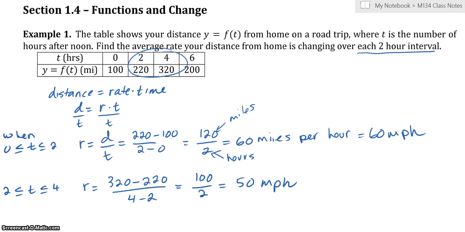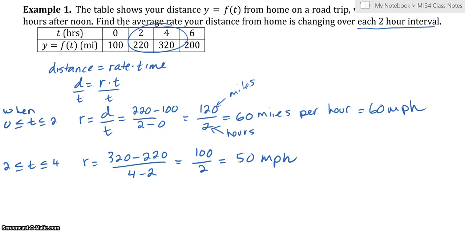We're going to see in chapter 2, when the rate is constant, your function is going to be linear. But in this section, we're just going over what is the rate of change. Okay, finally, let's do the last interval. What happens when t is between 4 and 6? So again, I'll erase this and then look at 4 and 6.